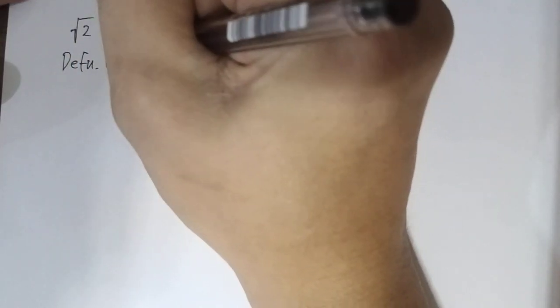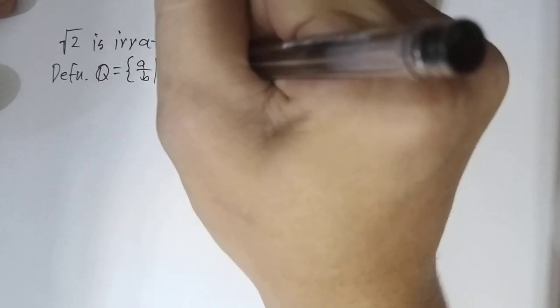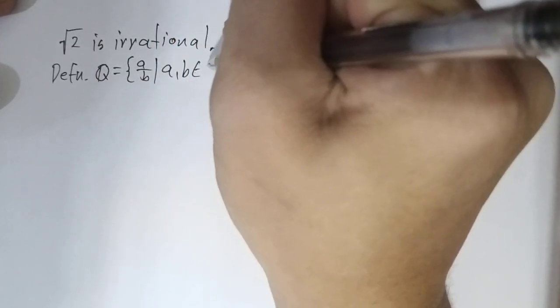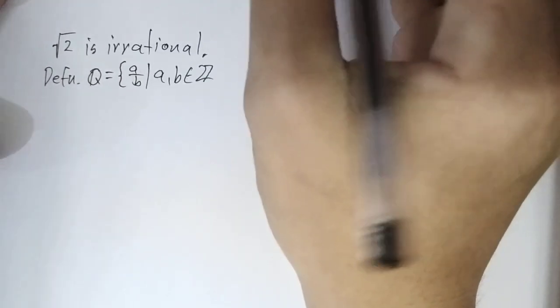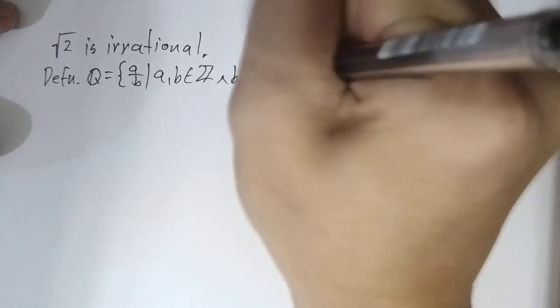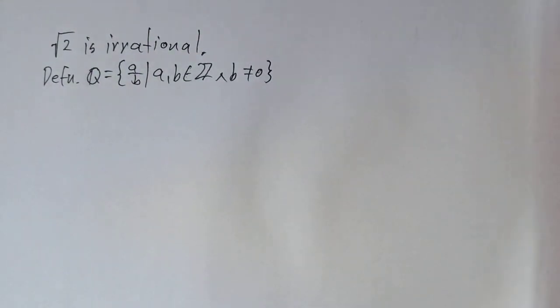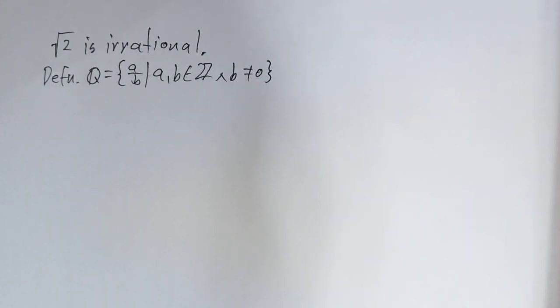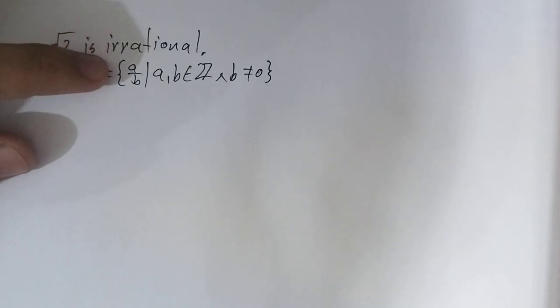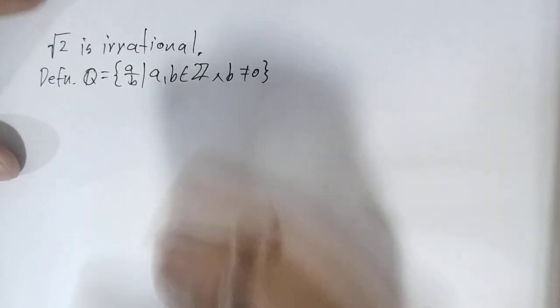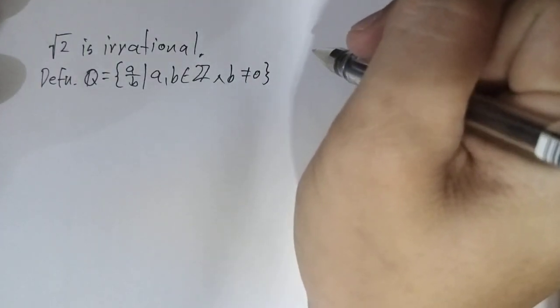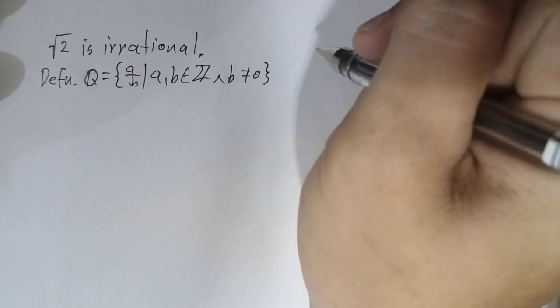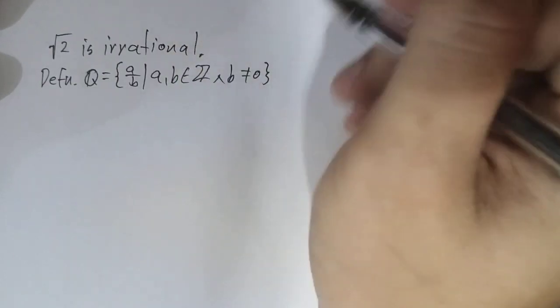By definition, the set of rational numbers is the set containing a over b, such that a and b are both elements of the set of integers, and b is non-zero. So that's the definition of the set of rational numbers. Whenever we have a ratio of two integers, and our denominator is non-zero, then we can say that that number is a rational number.